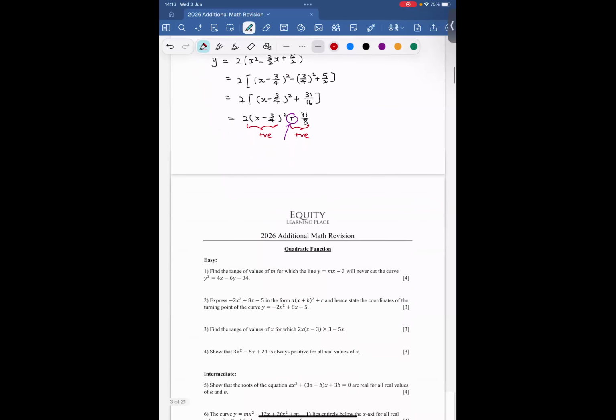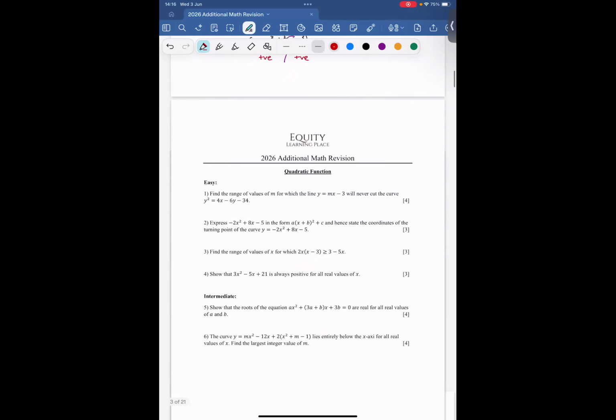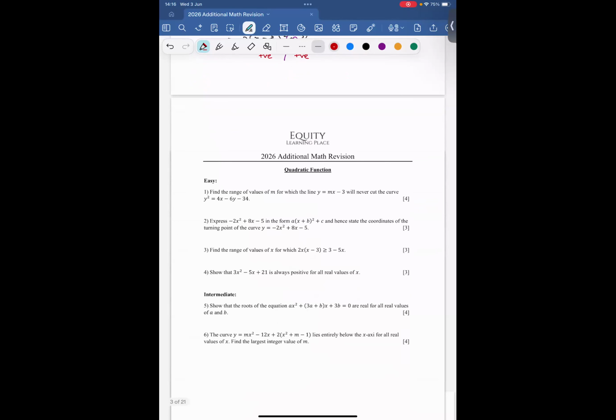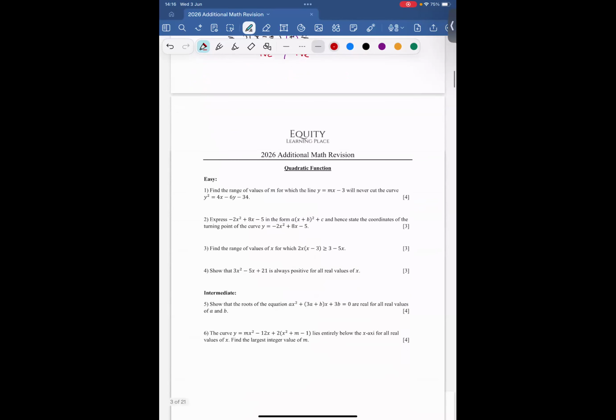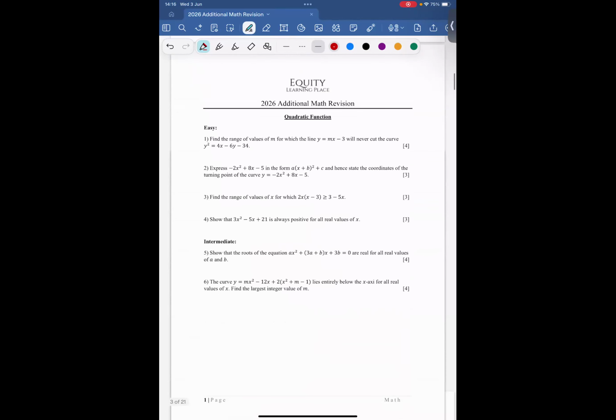Okay, so let's take a look at the question. I will help you a bit first. Okay, so for question 1, find the range of values for which this and this will never cut each other. So you want to find where they cut. To find where they cut, what do you do? You solve them simultaneously.